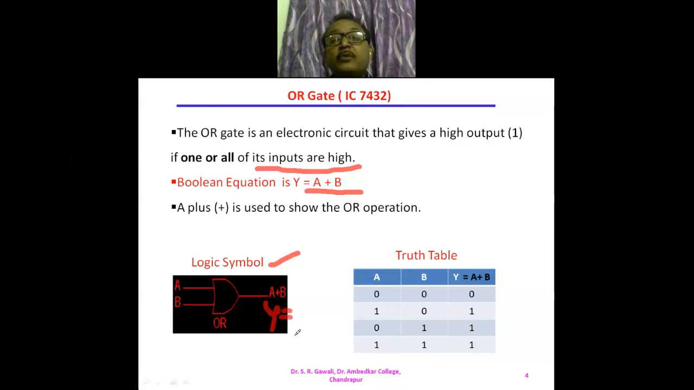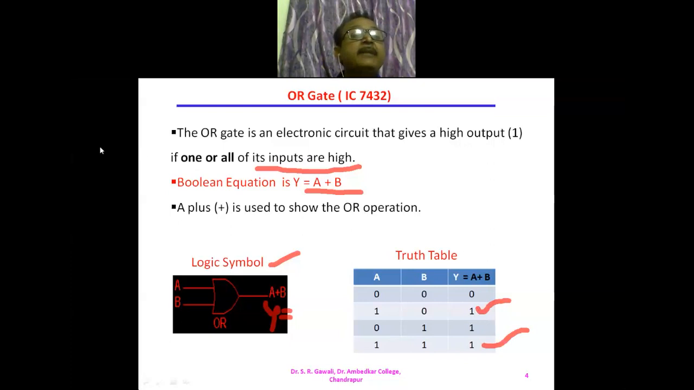And what is the truth table of the OR gate? For a two input OR gate, A and B are the inputs, and Y is the output. When any one of the inputs is 1 or both inputs are 1, then the output is 1, otherwise 0. So if one input is 1, then the output is 1. When both inputs are 1, then the output is 1. Otherwise, the output of the OR gate is 0. This is about the OR gate.